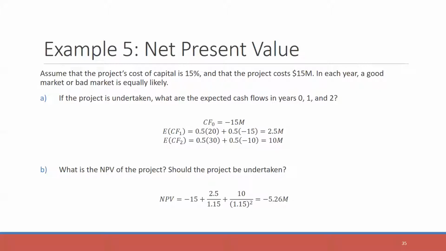What is the NPV of the project, and should the project be undertaken? So the NPV at time 0 today, it equals negative 15M plus that 2.5, the expected cash flow discounted by 1.15, plus that 10M, the expected cash flow in year 2, discounted by 1.15 squared. What do we find? We find that the NPV of the project is negative 5.26M.